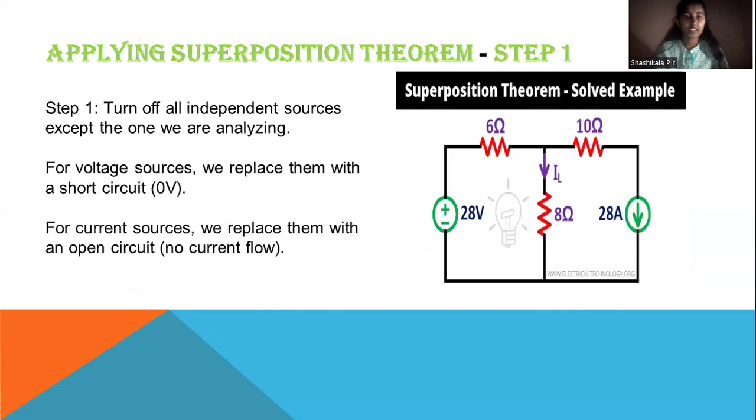Now let us see what are all the steps included in applying the superposition theorem. Step 1: turn off all the independent sources except the one we are analyzing. For all the voltage sources, we replace them with a short circuit, that is 0 volts. And for the current sources, we replace them with an open circuit, meaning there is no current flow in the respective circuit.